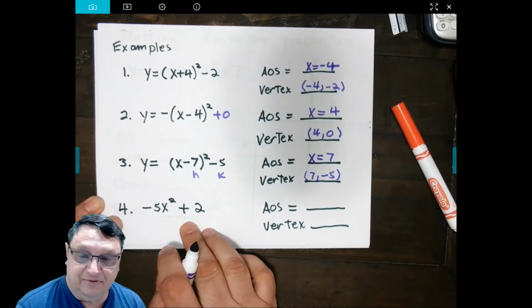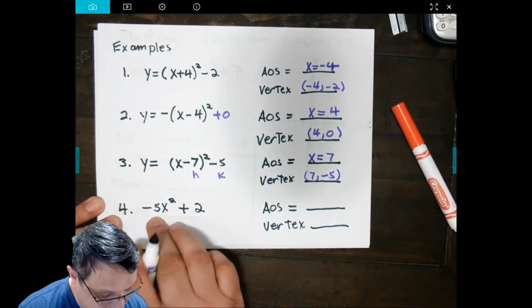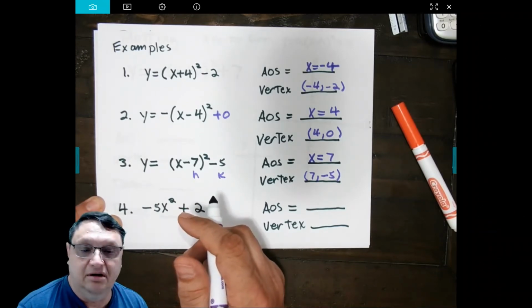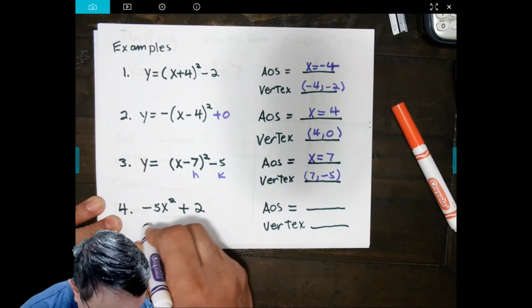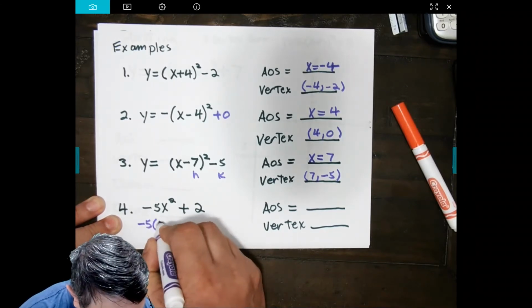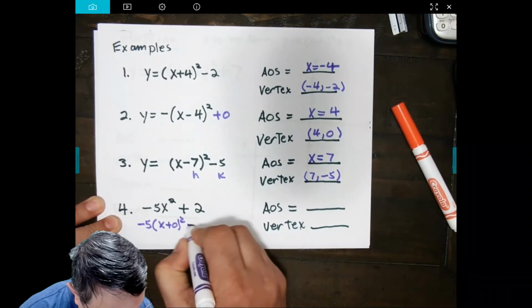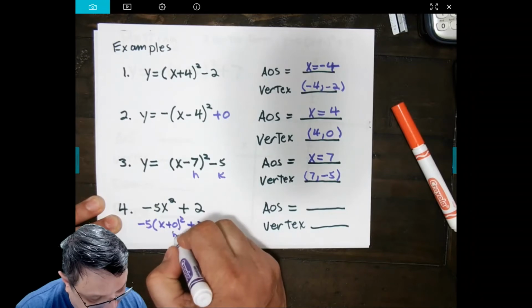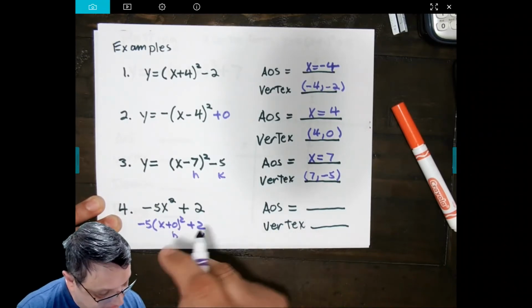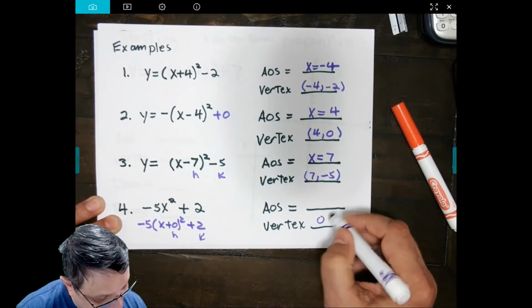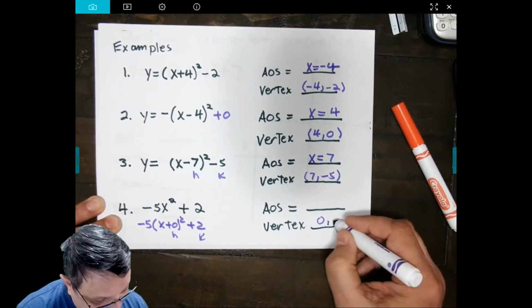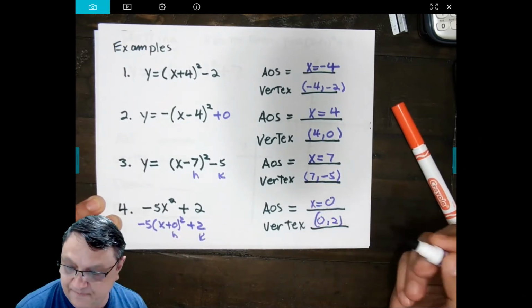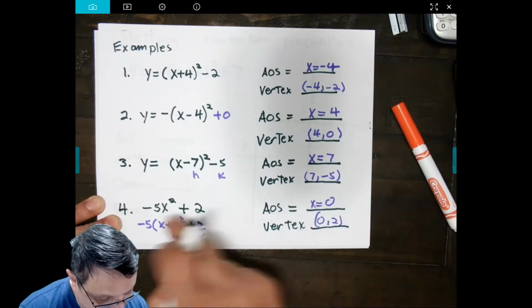My last example looks a little strange here, but this can be rewritten as minus 5 times the quantity x plus 0 squared plus 2. Now you'll see that we do have an h here, and it's at 0, and we have a k that's positive 2. So my vertex is going to be at 0, comma, 2. And my axis of symmetry is at x equals 0.